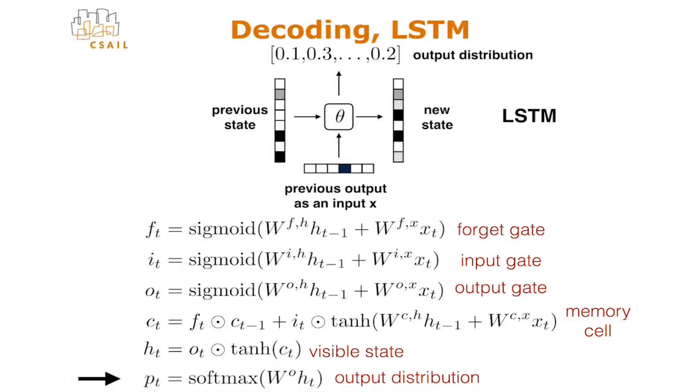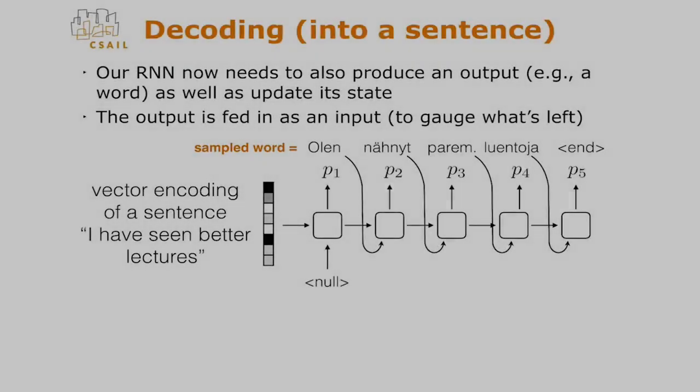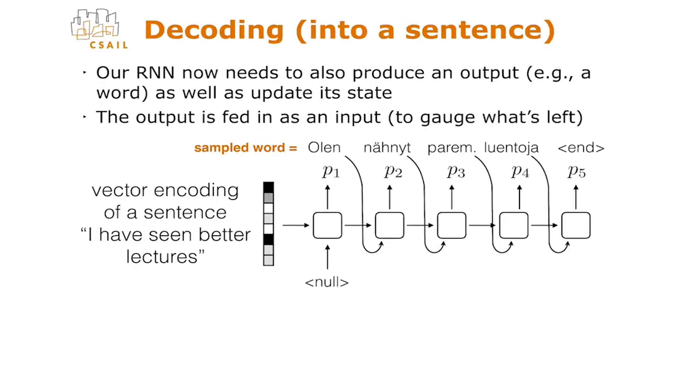A similar difference here in the much more complicated LSTM architecture is that the encoding process is exactly analogous, and we just add an output distribution that's derived from the current state. So how do we use these RNN models now to translate a vector into a sentence rather than just generating a sentence from scratch? The only difference really is the initial state.